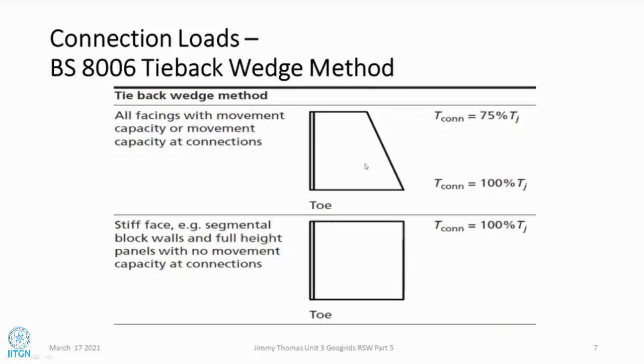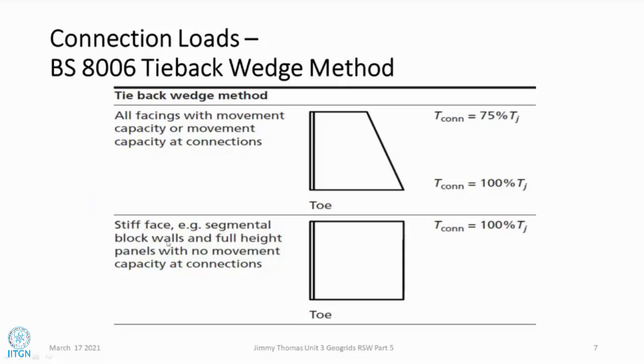So if you look at the BS, it shows these sketches. If it is a tie-back wedge method, which is used for extensible reinforcement like geogrids, all facings with movement capacity or movement capacity and connections. So at the top, the connection load will be 75% of the reinforcement tension. That is the maximum reinforcement tension. At the bottom, it will be 100%. And in between, we can interpolate what is the load at the connection.